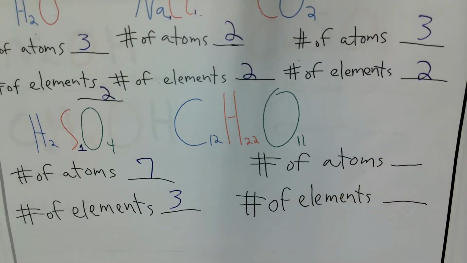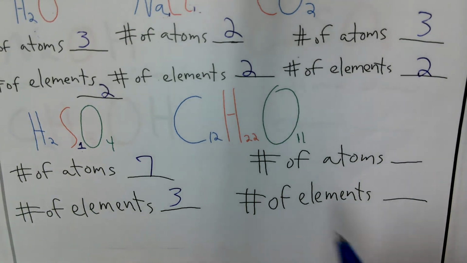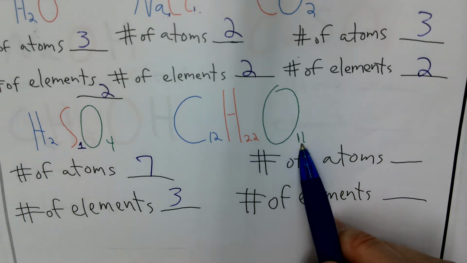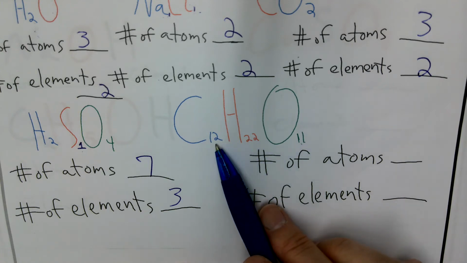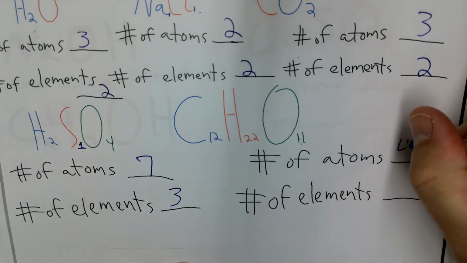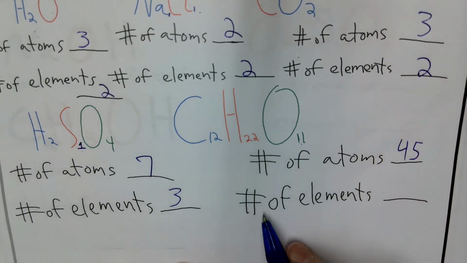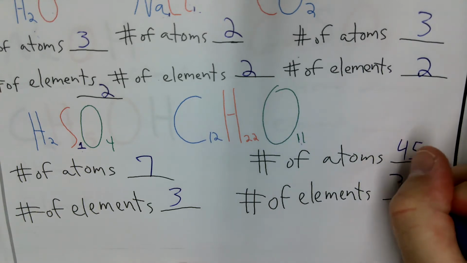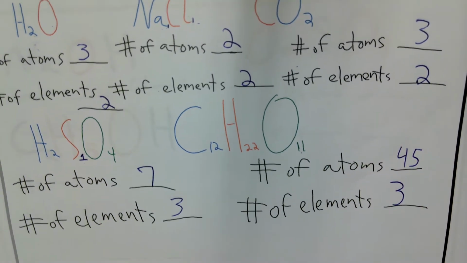Look at this. Challenge for you. What is this a molecule of? Let's start with the number of atoms. What's 22 plus 11? That's 33. And 33 plus 12 is 45. 45 total atoms. The number of elements. Count the number of capital letters. 1, 2, 3. 3 elements. So I hope it's starting to make sense.